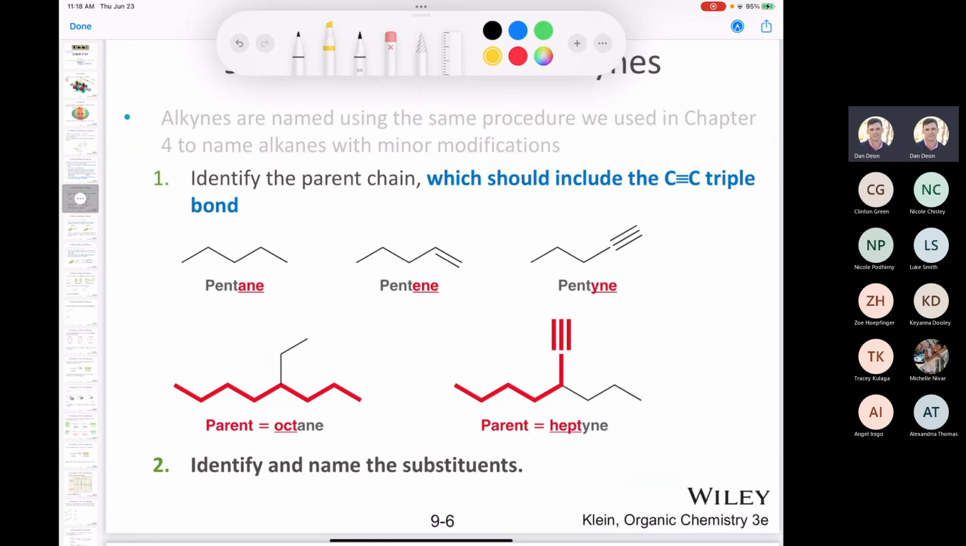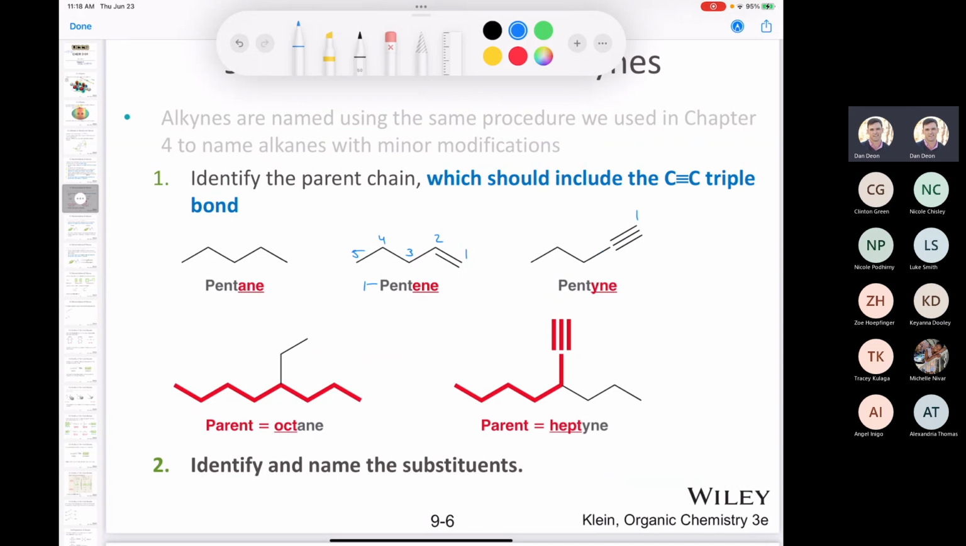We'll start out with an alkane, 5 carbons. We would call that pentane. And then we said, okay, well, if you have a double bond, you would call that pentene. Now, of course, you would call this 1-pentene because you want to give the first carbon of that double bond the lowest possible number. And then if we have a triple bond, we call it pentyne.